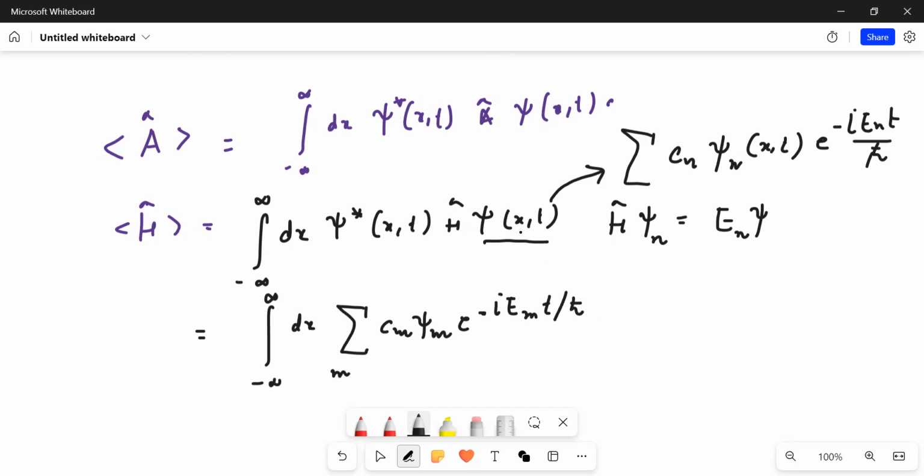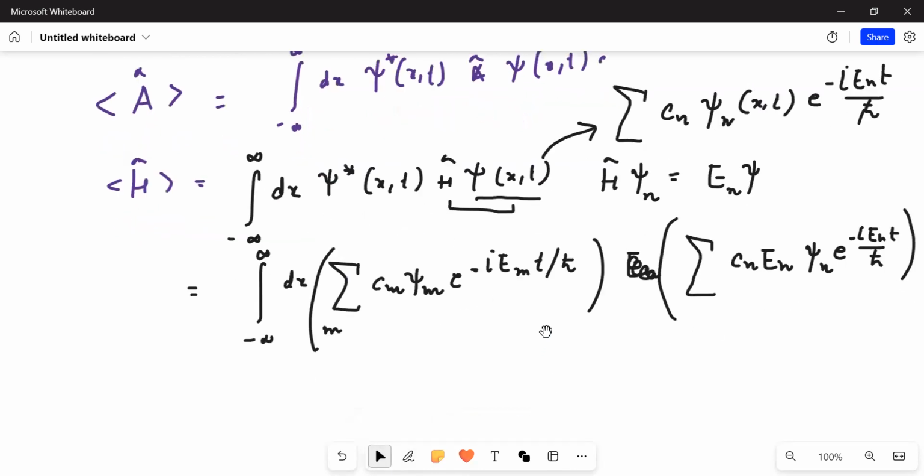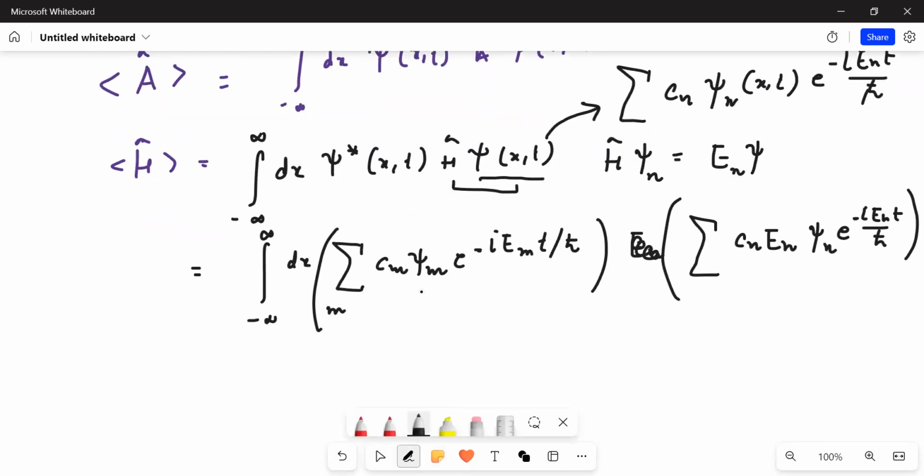And from here, I know this is h cap, which when applied to psi will give you En. So I'll write En and then the summation, so basically it is summation cn En psi n exponential minus iota En t upon h cap. And I know for sure that this will render me a non-zero solution only if m equals n.